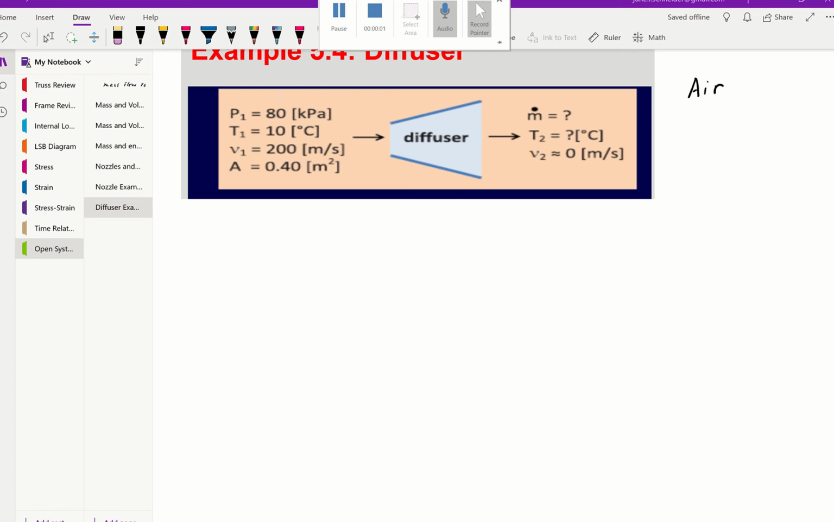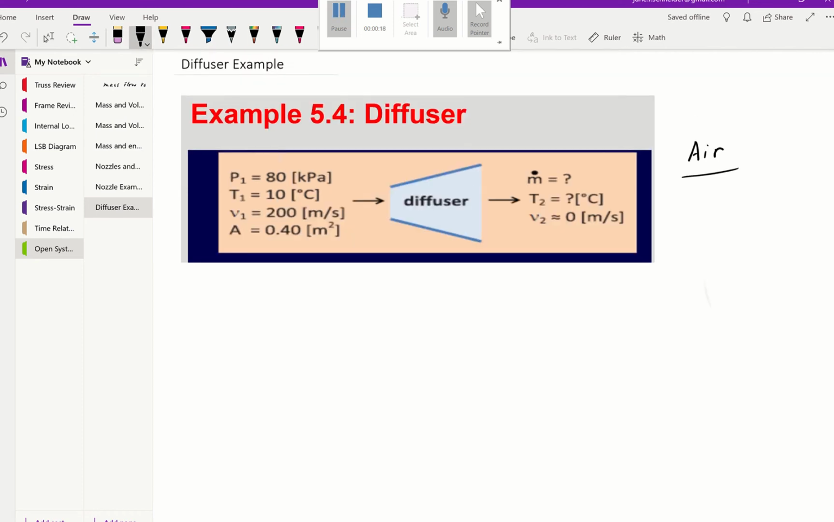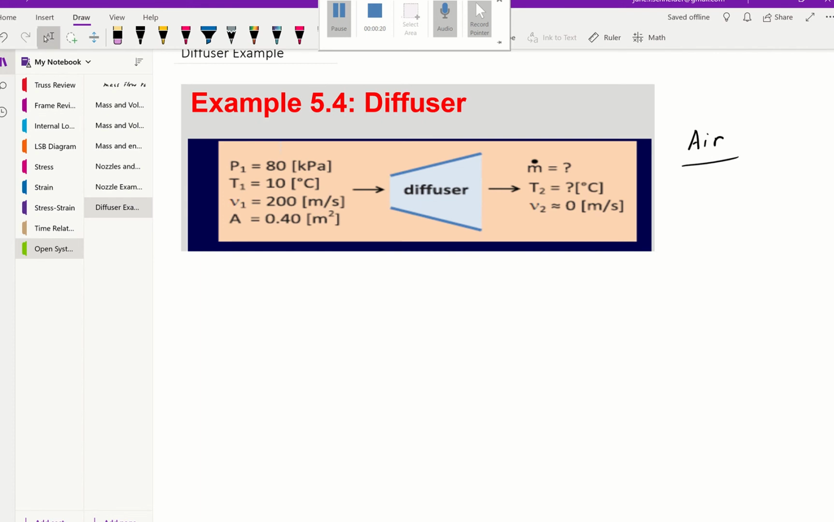Hi, this is another example for nozzles and diffusers. Instead of using a real substance such as steam or R134a, here we're using an ideal gas as the substance, so it's air. Given a diffuser, they want us to find the mass flow rate and the exit temperature T2.